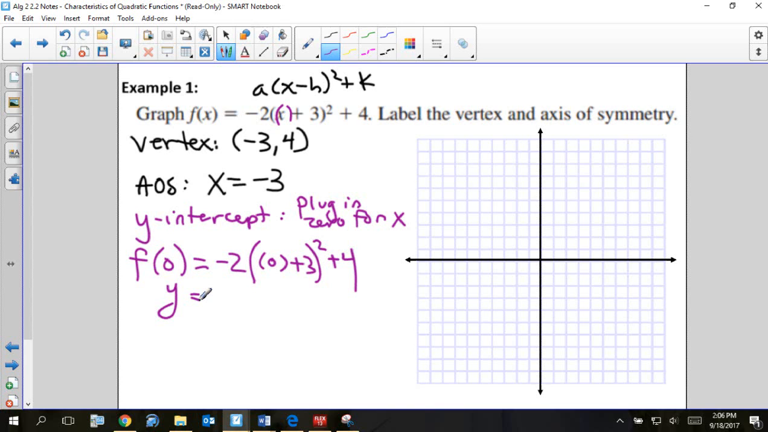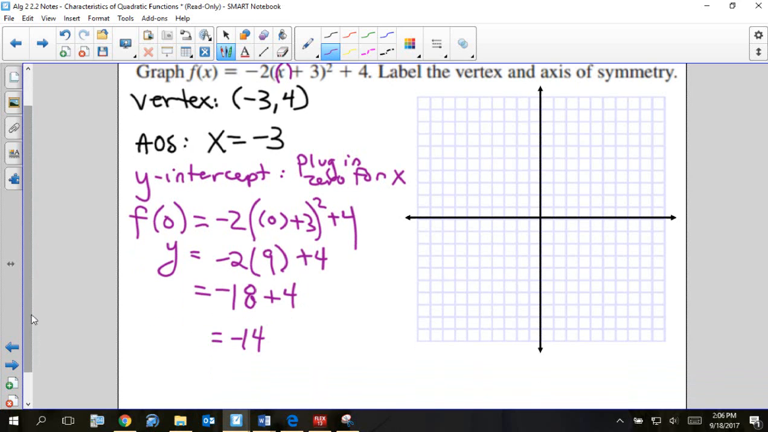Okay, then what do I do next? Exponent. So the exponent is on just the 3. So we have -2 times 3 squared is 9 plus 4. So we have -2 times 9 is -18 plus 4. I'm going to add those together, negative 14. So our y-intercept is the ordered pair, (0, -14).